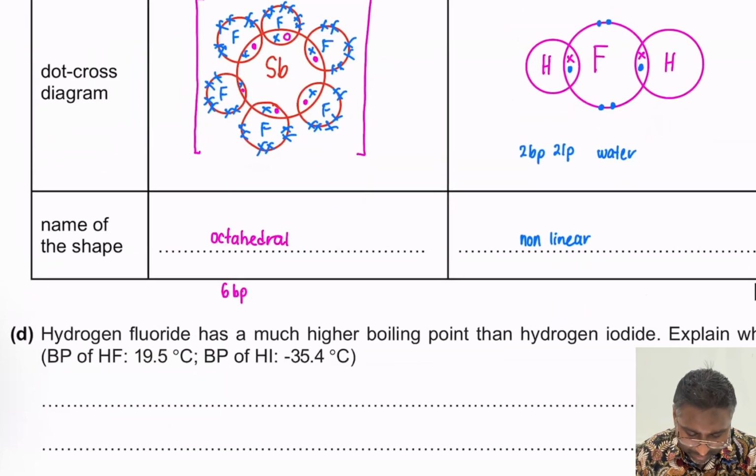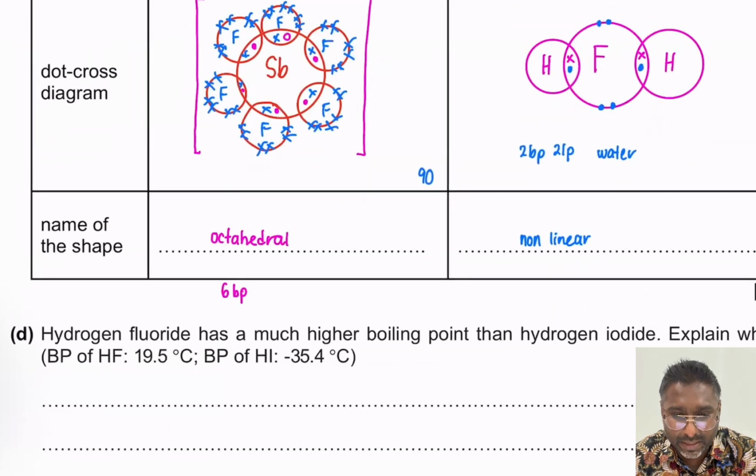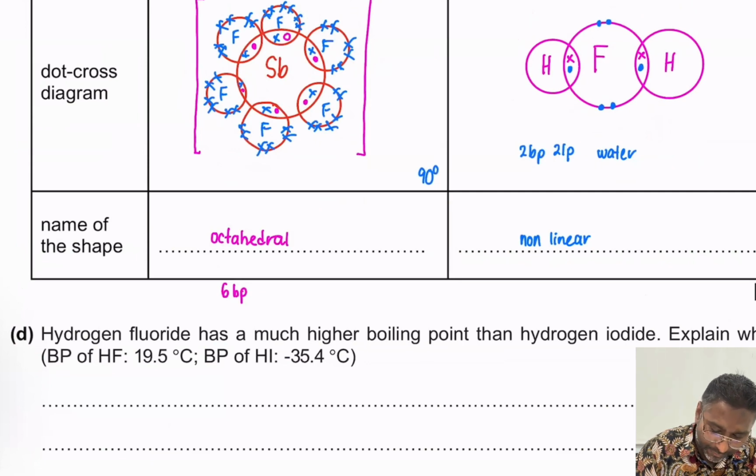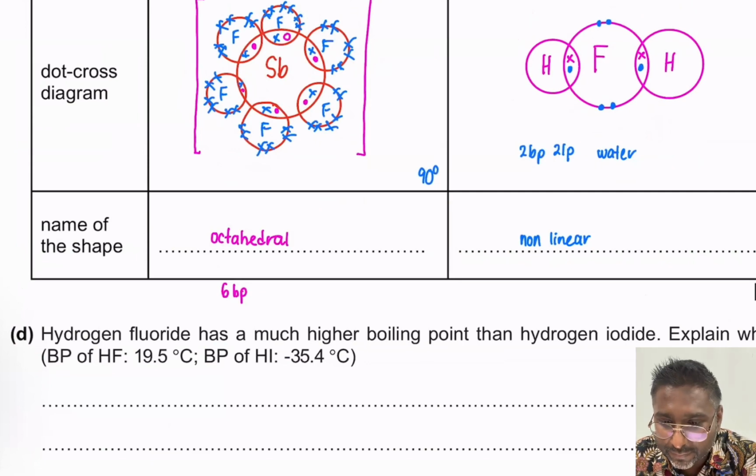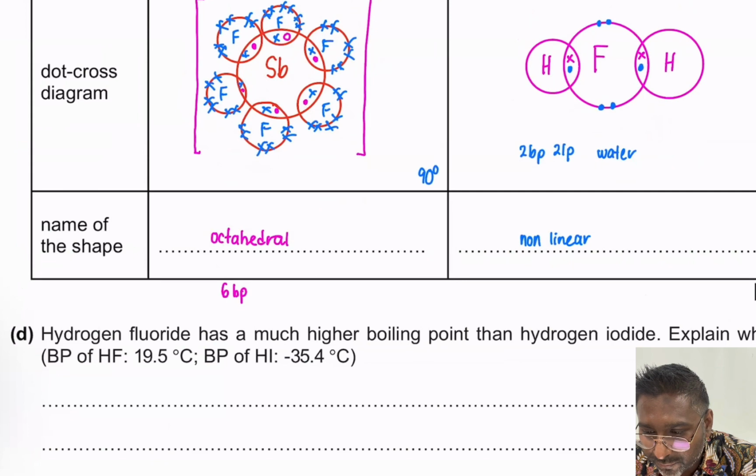Now, next question. Before that, let's look at the bond angle. Bond angle for octahedral is 90 degrees. But how about the bond angle for this non-linear? Crystal? What will be the bond angle? Crystal, are you there? Crystal, what is the bond angle for water?